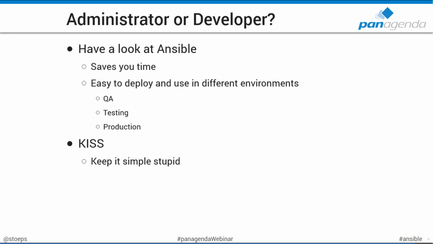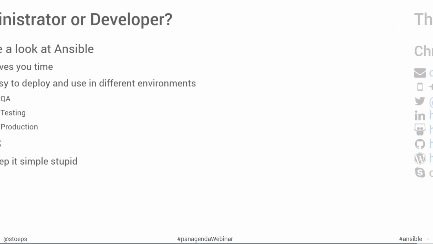It doesn't matter if you're an administrator or a developer, I would have a look at Ansible. We are all working with Connections at the moment. We are working with Docker and Pink in the future or even now. So Ansible can help us save time. We can deploy different environments with one configuration setting. We just need to change the inventory file and all roles and definitions can run. Just keep it stupid simple and it will run and work and you won't forget anything.